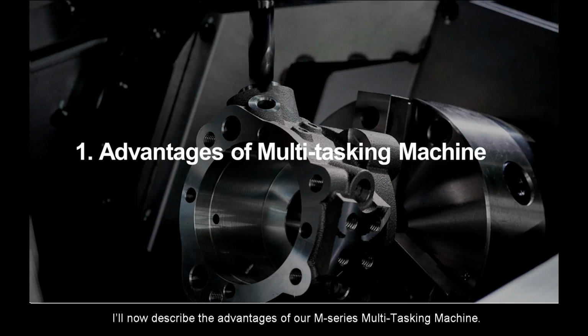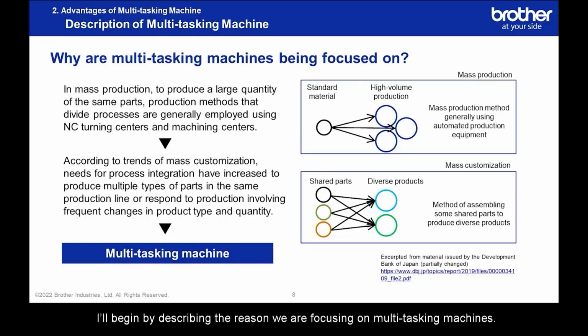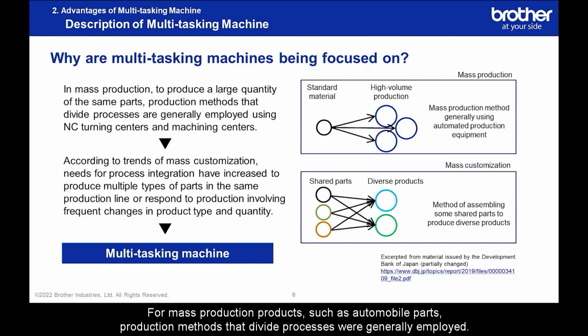I'll now describe the advantages of our M-series multitasking machine. I'll begin by describing the reason we are focusing on multitasking machines. For mass production products, such as automobile parts, production methods that divide processes were generally employed.